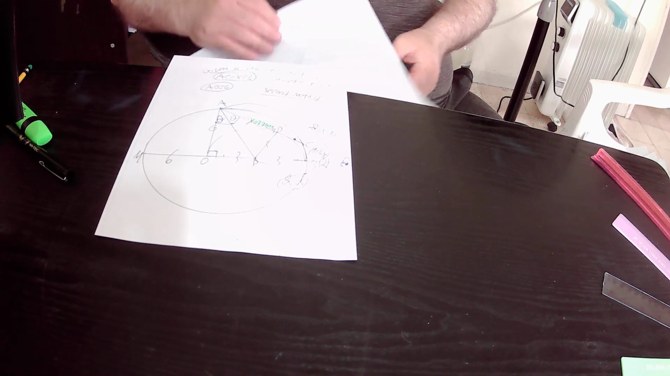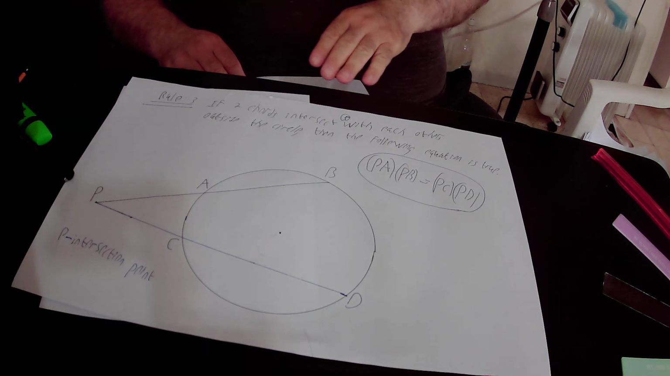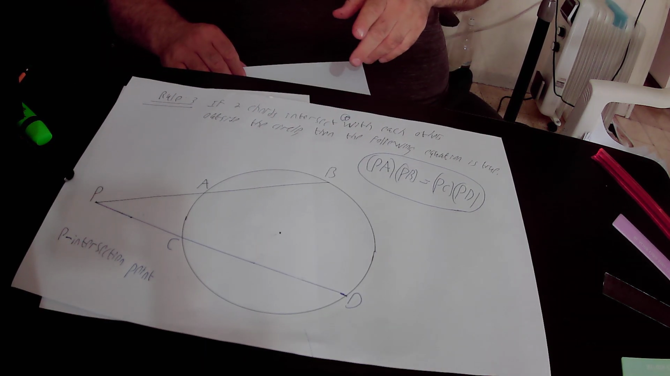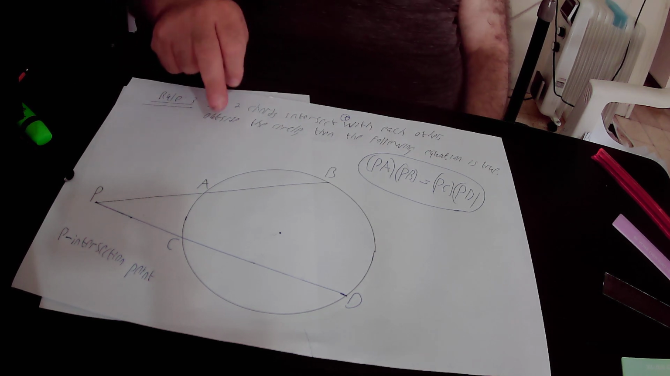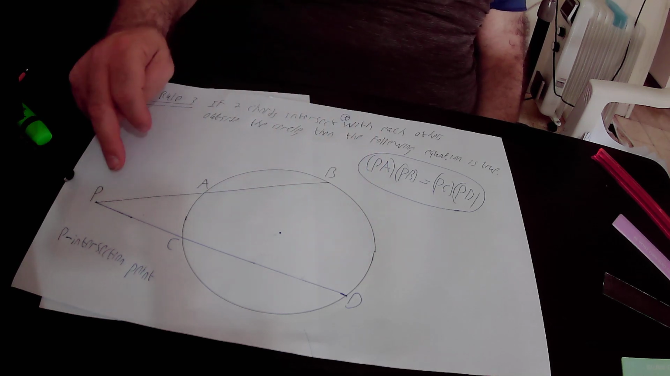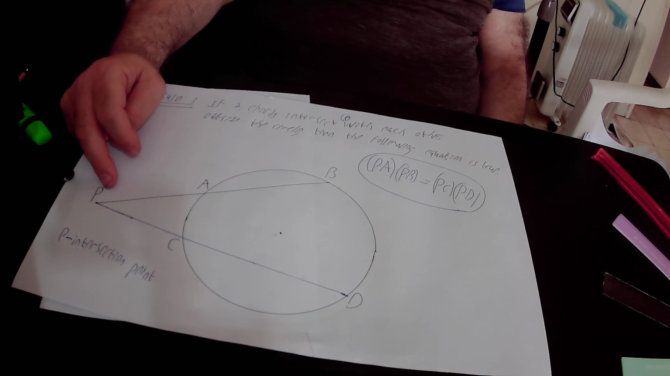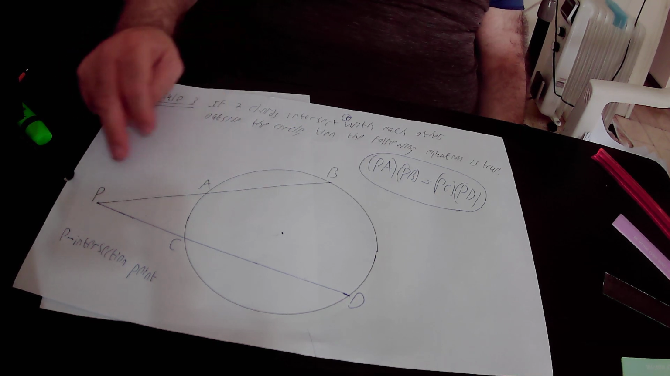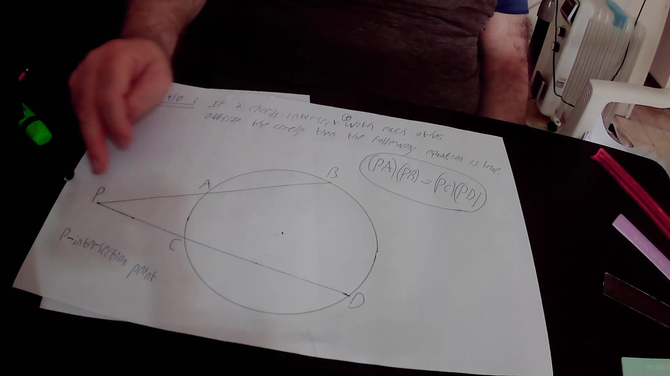Then I presented to you rule number 3. According to rule number 3, if two chords intersect with each other outside the circle, then the following equation is true. Here we have chord AB that intersects with chord CD at point P. Point P is the intersection point between those two chords, happening outside the circle. So PA times PB equals PC times PD.